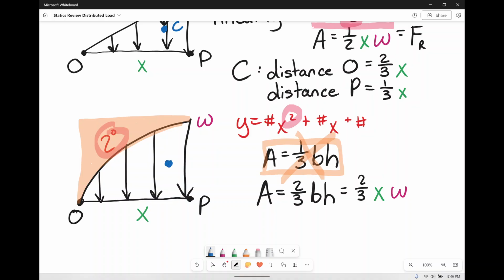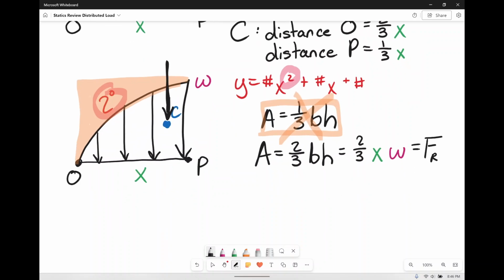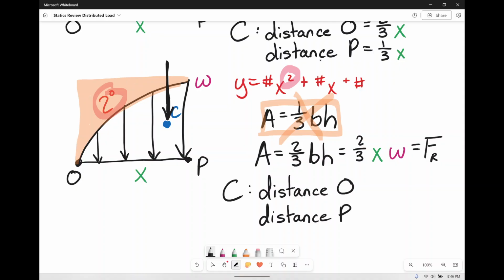Well, as you guessed, it's definitely closer to the larger half. That's where our resultant force is going to be acting. So our resultant acts way over here at C. Where is C? Again, the distance to C from O or P does matter, depending on which one you're talking about. So let's do distance to O. It is the bigger one compared to the distance of P, as you can tell.